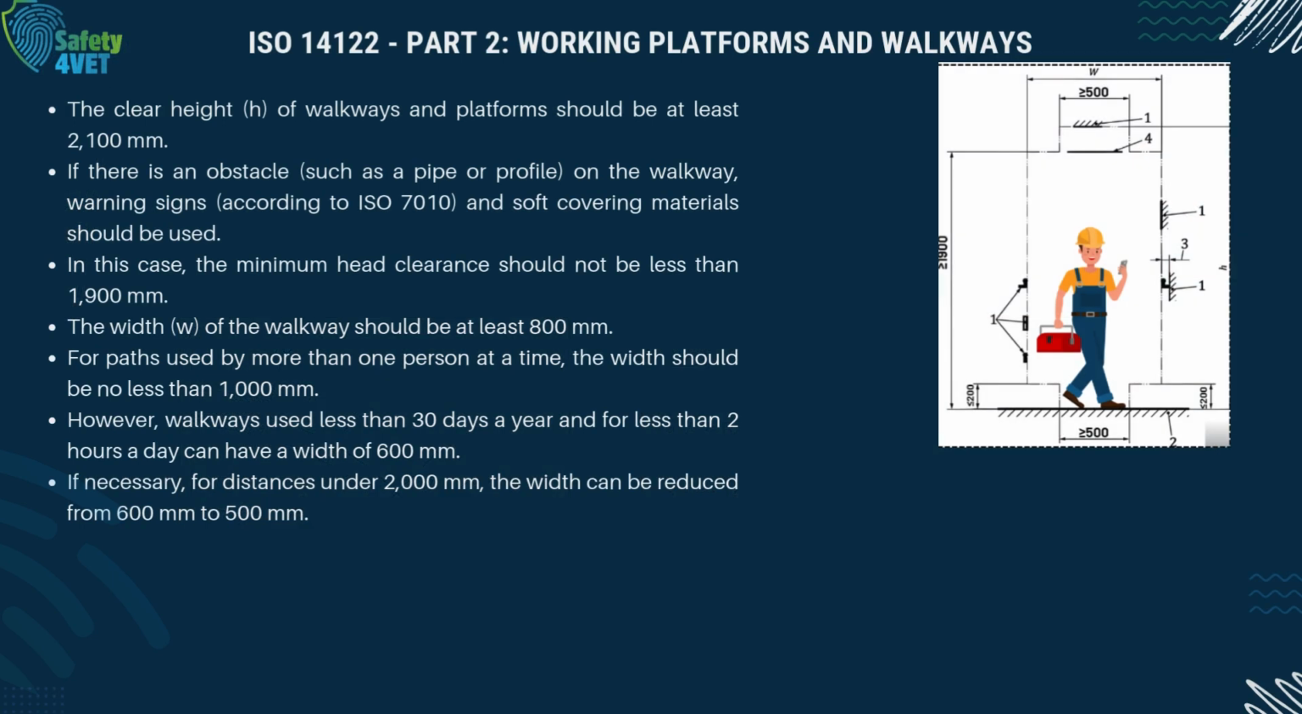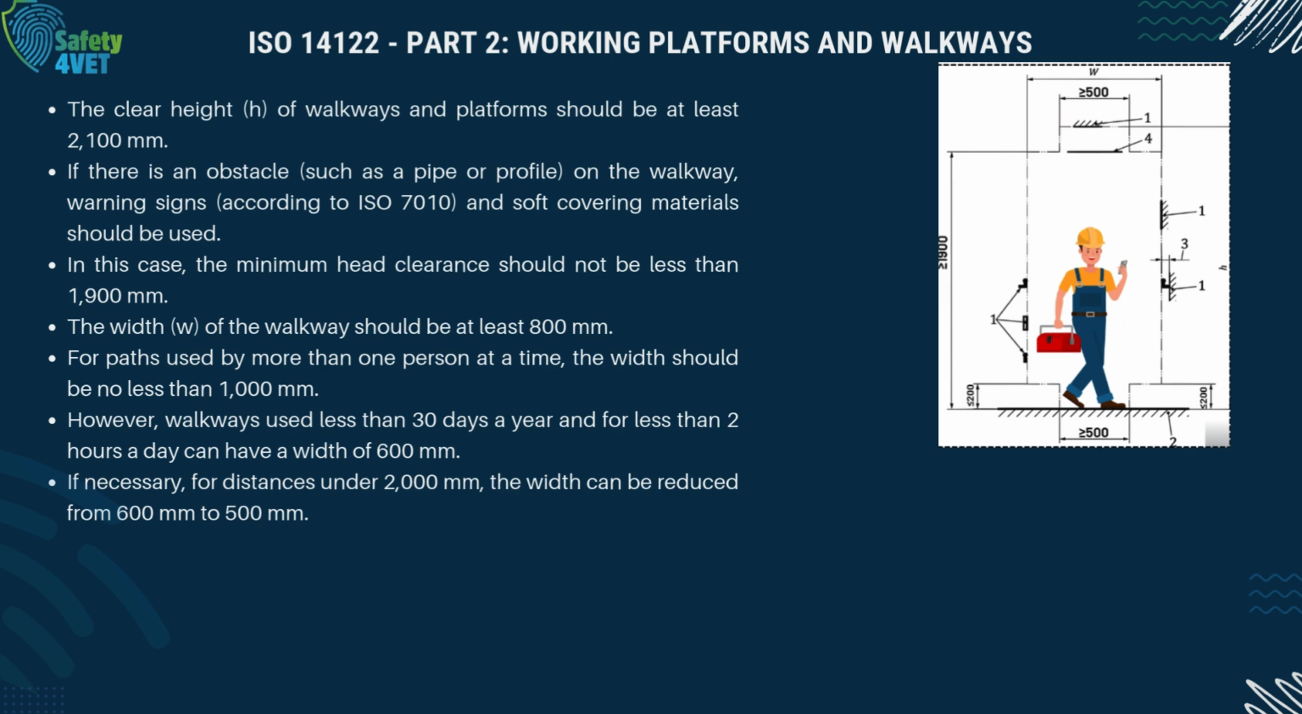The clear height of walkways and platforms should be at least 2,100 mm. If there is an obstacle on the walkway, warning signs and soft covering materials should be used. In this case, the minimum head clearance should not be less than 1,900 mm. The width of the walkway should be at least 800 mm. For paths used by more than one person at a time, the width should be no less than 1,000 mm.